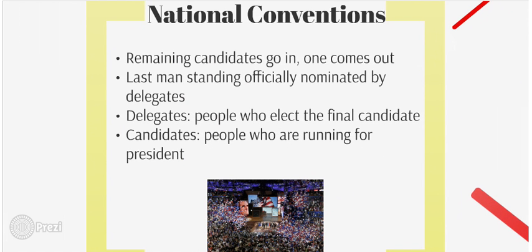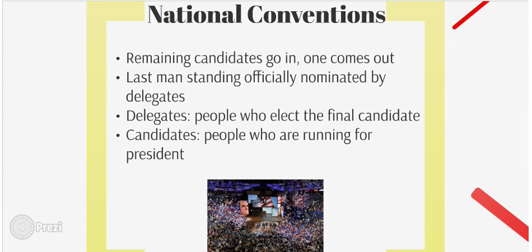All right, the next step, this is step 3, is the National Convention. So this is like your third round if we're still talking about homecoming, right? This is your third round of voting to make sure that people either get into the race for homecoming king or queen or they drop out. So the remaining candidates, after all the states have had either a primary or a caucus, go into the National Convention, usually 2 or 3, and one comes out. The last man or woman standing is officially nominated by the party, by the delegates of the party.